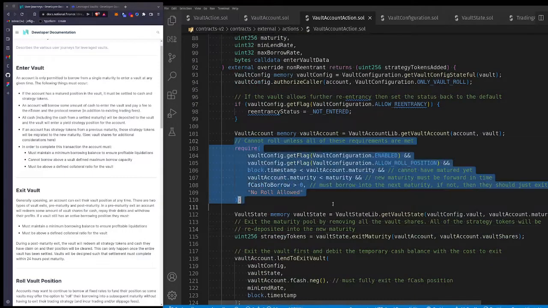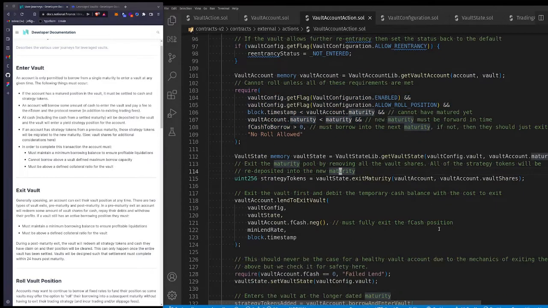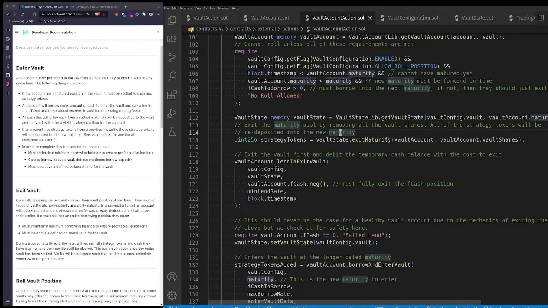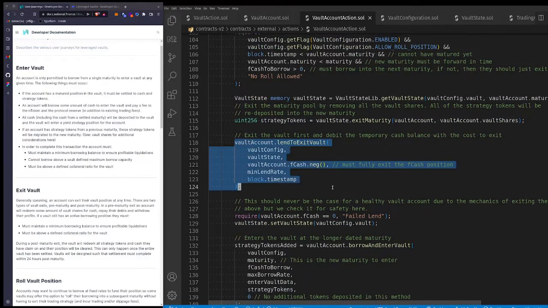So there's a number of conditions that need to be met for rolling to occur. But what will happen here is the account's vault shares, its entire position, they have no say in this, will be removed from their current maturity. So that means some amount of cash and some amount of tokens will be taken out of that maturity. And what we'll do here first is call lend to exit vault.